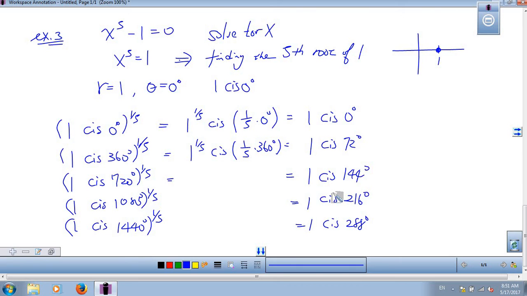We are going to do some more examples next time, and then we have pretty much done everything we need to do in complex numbers. We just need to do some more examples and practice.